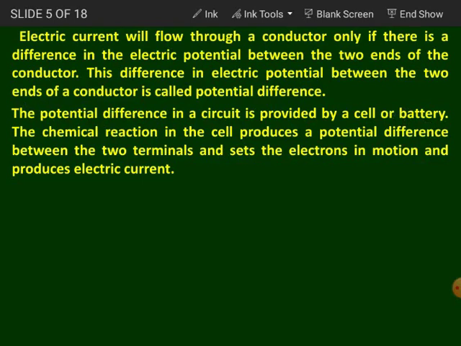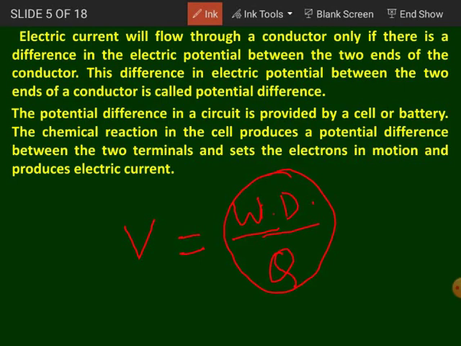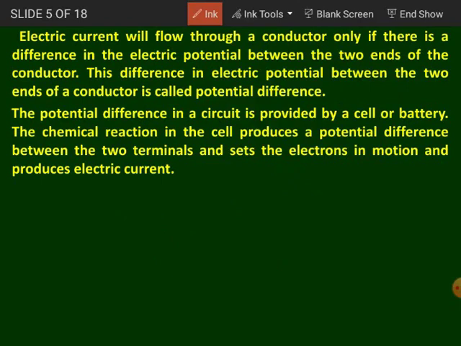I'm telling you again, potential difference is nothing but the amount of work done in bringing a unit positive charge from one end to the other end. Electric potential is denoted by V. So V is equal to what? Work done, let me denote it by W, divided by the total charge that is sent through the conductor. This gives you the amount of work done per unit charge, which we simply call electric potential. Let's move on.